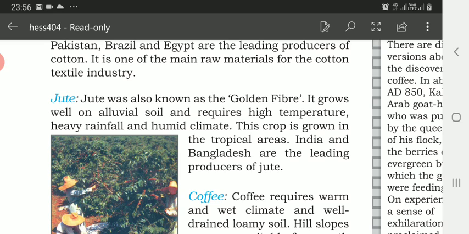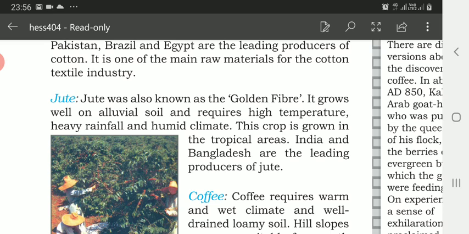This crop is grown in the tropical areas of the world, especially in countries like India and Bangladesh. These two countries are leading in jute production. You would have seen gunny bags in the grocery shop, and sometimes some clothes and some bags are also made from jute.